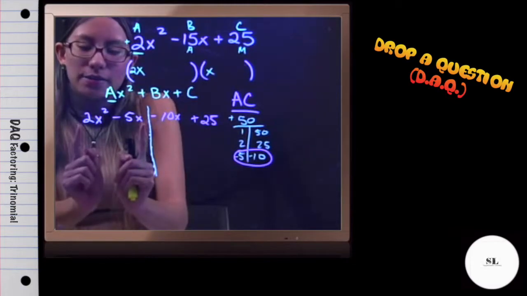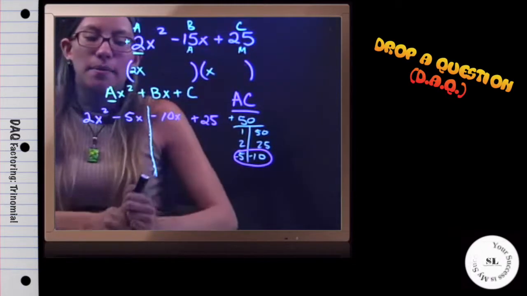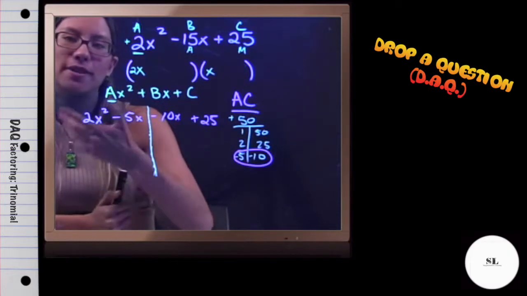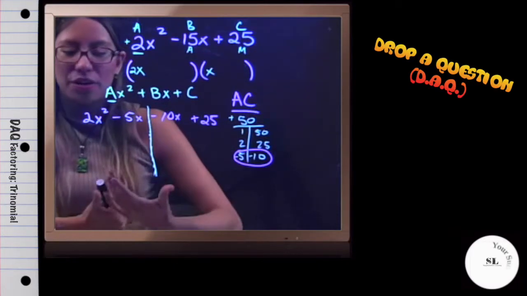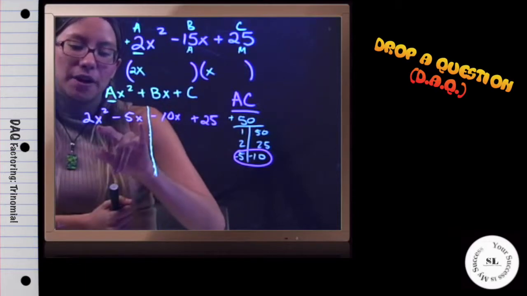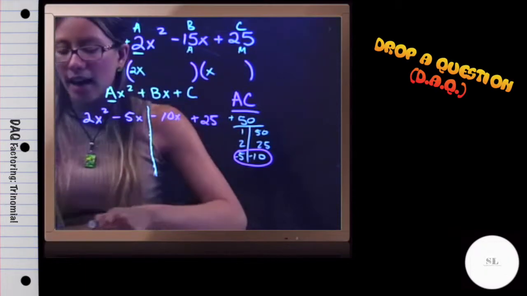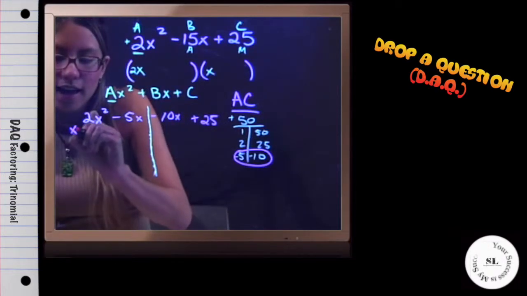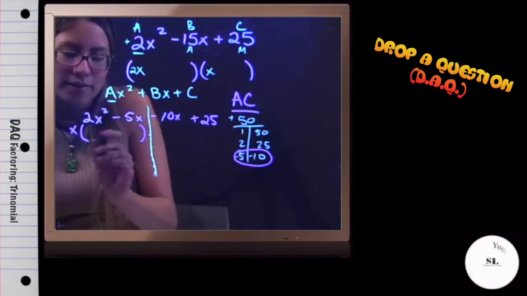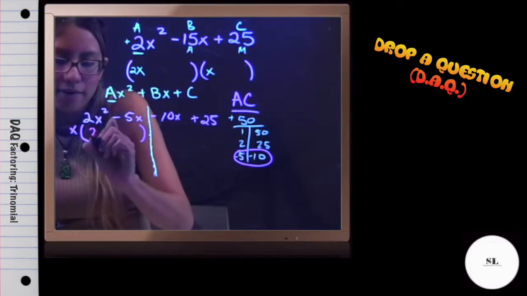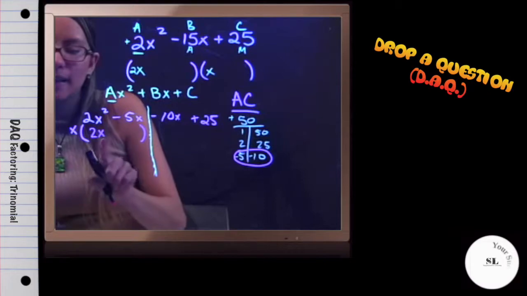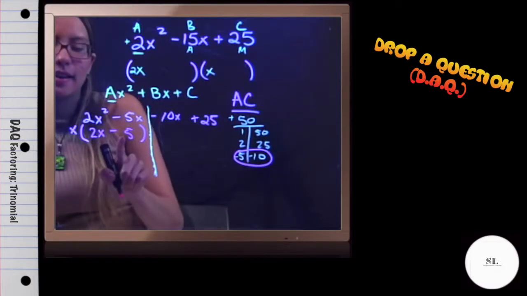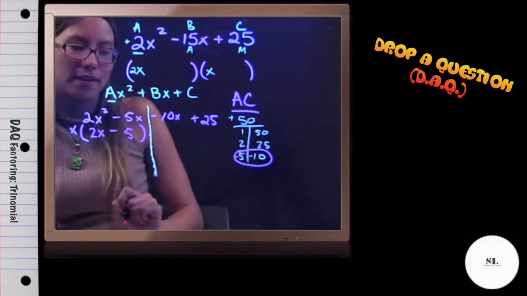So if I'm looking at this first group here, 2x squared minus 5x, what do they have in common? We look at the coefficients, 2 and 5. They don't have anything in common other than 1. So now I'm going to look at the variables, x squared and x. They have an x in common, so that means I can factor out an x. When I factor out an x, remember anything left over is in parentheses, and I have 2x, right? Because x times 2x gives me 2x squared. And then minus 5, because negative 5 times x gives me negative 5x.